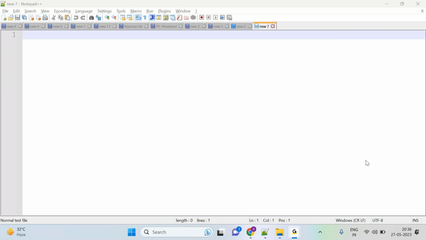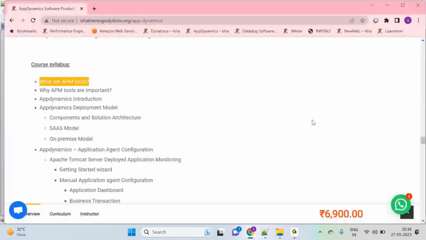So that is the reason we are going to start from setting the context. What these APM tools are capable of, and what are all the things that you can achieve through these APM tools. That is also we are going to discuss, guys. Then, why APM tools are important? That also we are going to discuss.